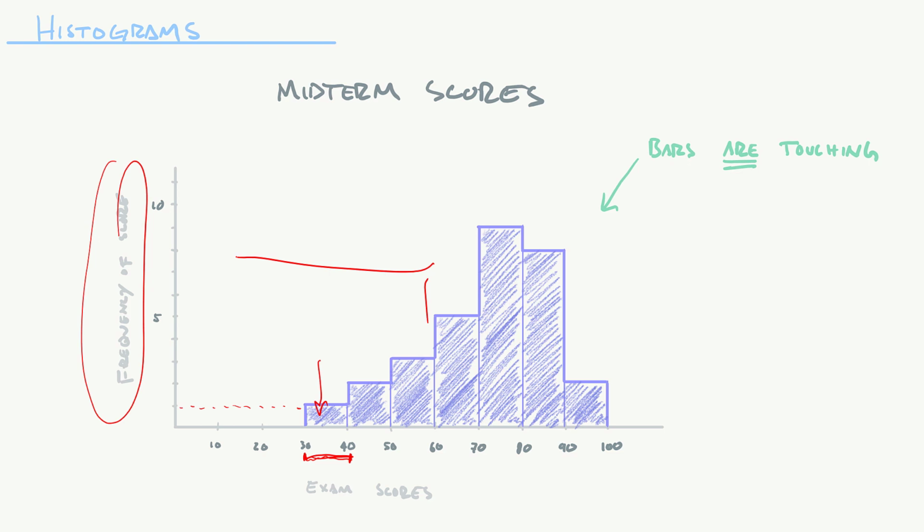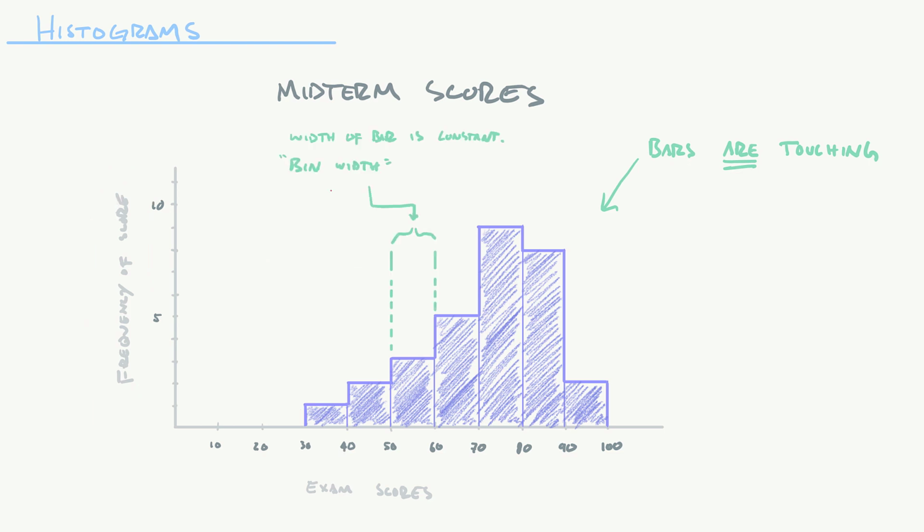But okay, so the bars are touching. That's the first thing. The width of the bar is called the bin width. And they're all exactly the same. They're constant, right? So this represents 30 to 39. That's this bin. Then this bin is 40 to 49. This bin is 50 to 59, 60 to 69, 70 to 79, right? So on and so forth. Bin widths have to be constant for the histogram to make any sense. You want to keep bin widths constant.